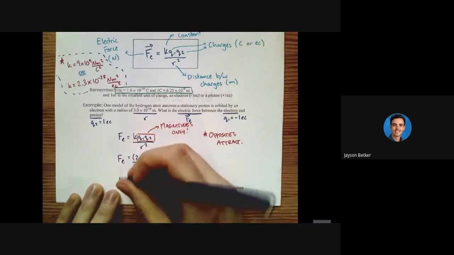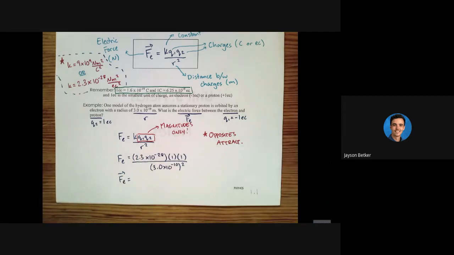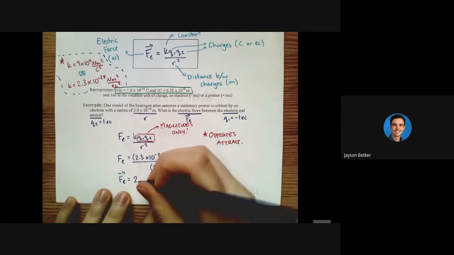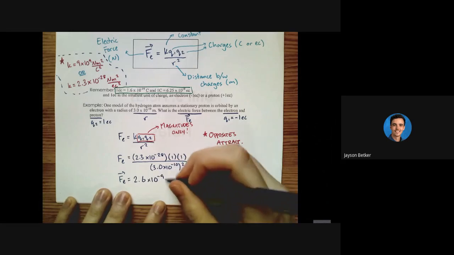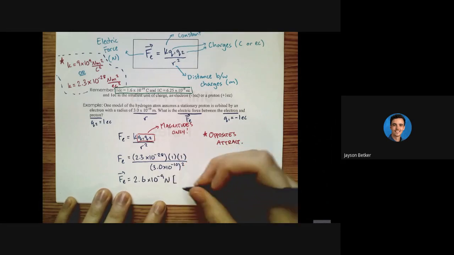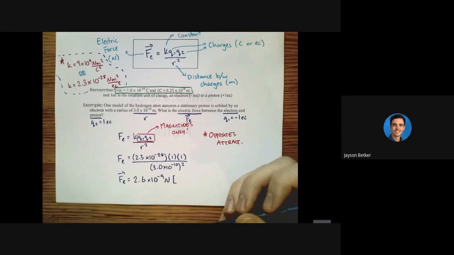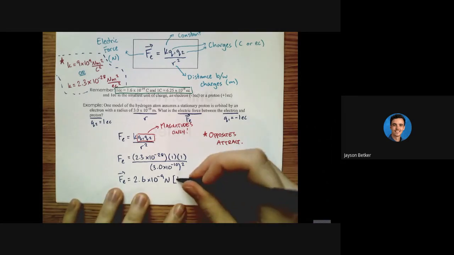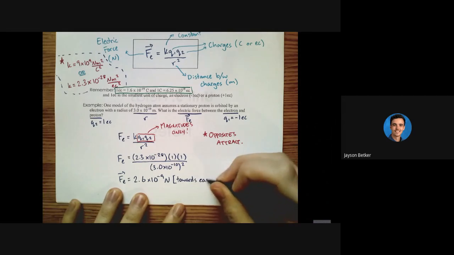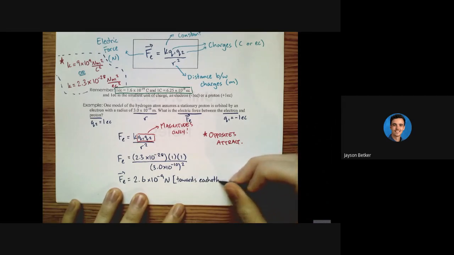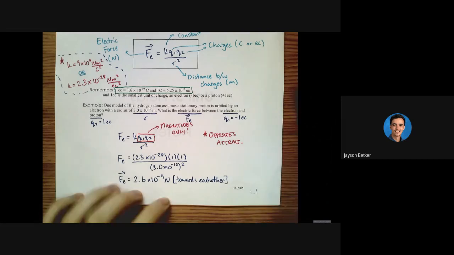And there you have it. If you plug all of that in your calculator, you should get something that looks like 2.6 times 10 to the negative 9 newtons. And for my direction, I'm just going to say towards each other. There we go.